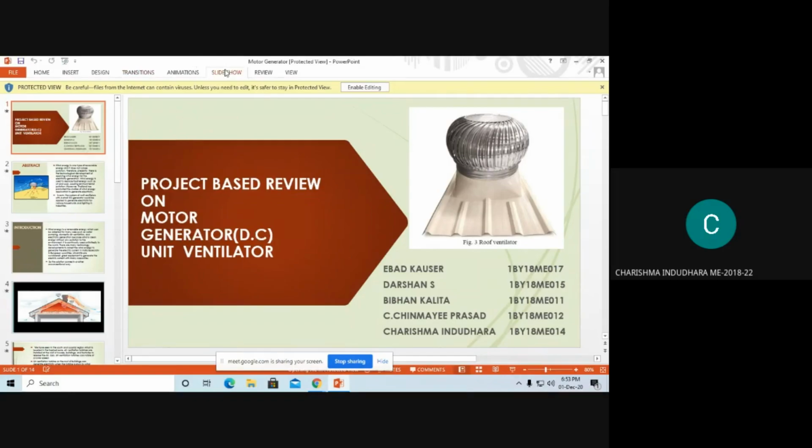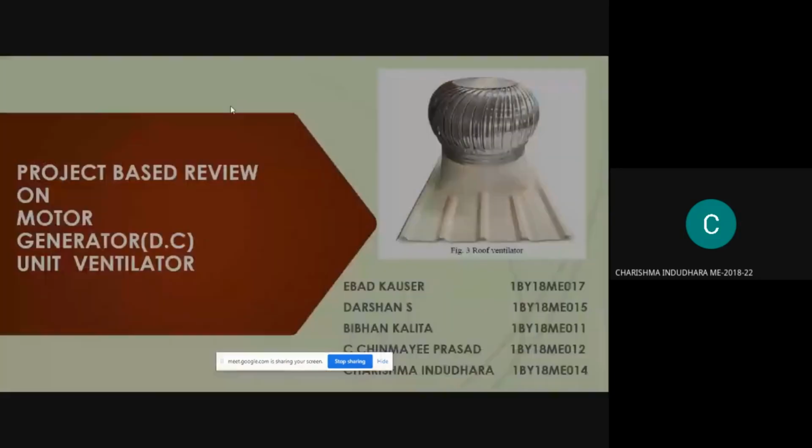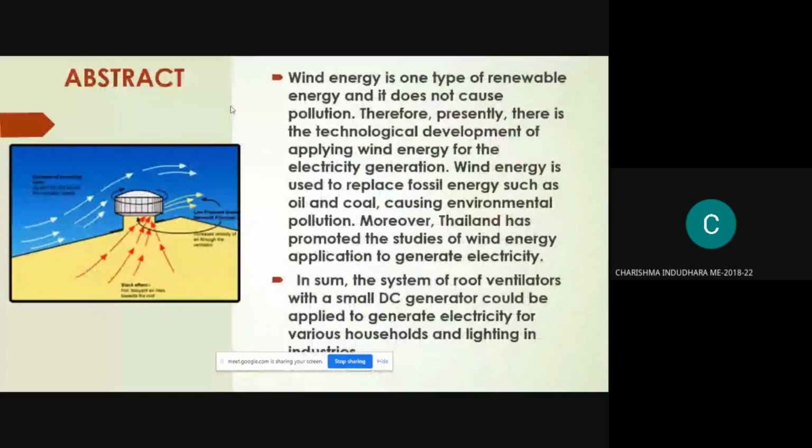So basically, our project is about generating electricity. Generally wind energy is a renewable energy, and it does not cause much pollution, and our project is all about generating electricity with the help of this wind energy. And our project model is a roof ventilator with a small DC generator, and it could apply for general electricity, and it could be used for various domestic purposes as well.